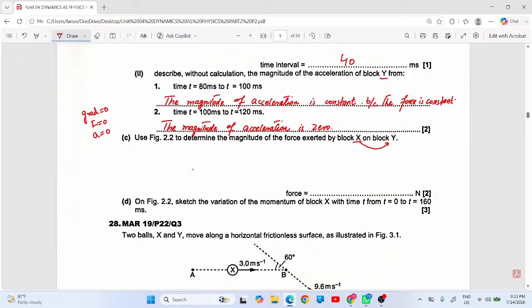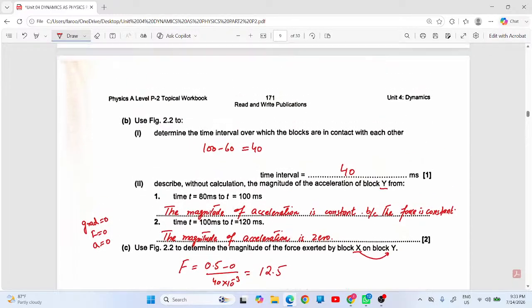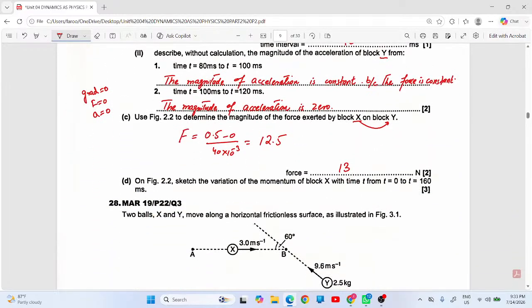Which power do we take? Put 0.5 divided by 40 times 10 to the power minus 3. The answer is 12.5, which is approximately 13. My answer came 0.013 because we didn't take the 10 to the power minus 3. Yes, this was the mistake.